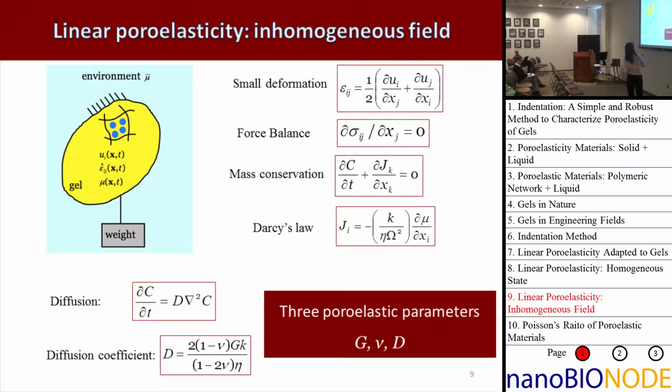If you believe in Darcy's law for this material, the expression is the following. K is the so-called permeability. It scales with length squared. So for gels, it's the mesh size squared, right? Eta is the viscosity of the solvent. So in order to characterize the material, we have three parameters to characterize.